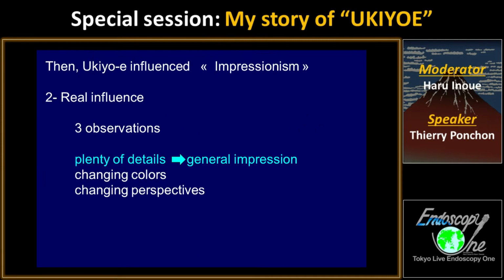The second stage: ukiyo-e influenced painting itself. They don't only copy, they don't only imitate, it does influence Impressionists. And I have three observations. In ukiyo-e, you see plenty of details and very sharp edges. And nevertheless, you have a general impression.